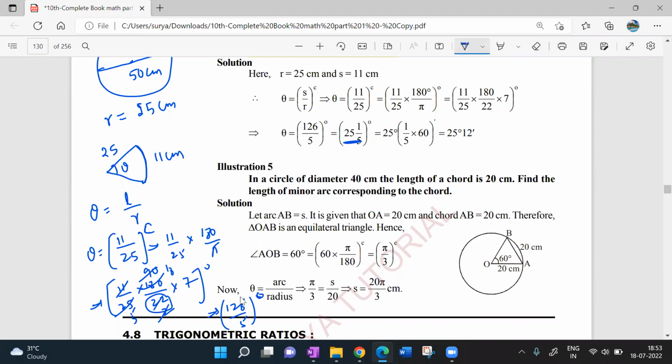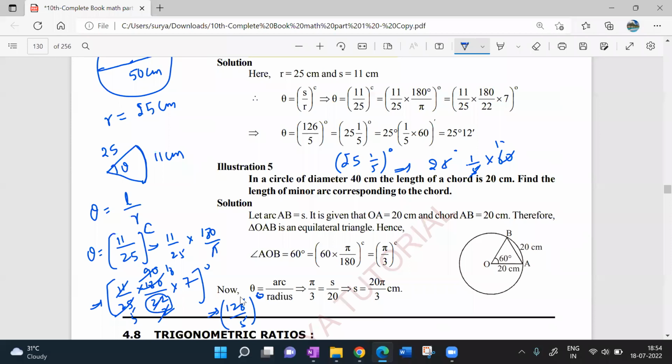So 25 and a half degrees can be written as what if I convert into minutes? 25, 1 by 5 degrees. So now 25 degrees and 1 by 5 degrees, how do you convert into minutes? 1 by 5 into 60, or not? 5 ones, 5 twelves. So 25 degrees, 12 minutes. This is the answer.